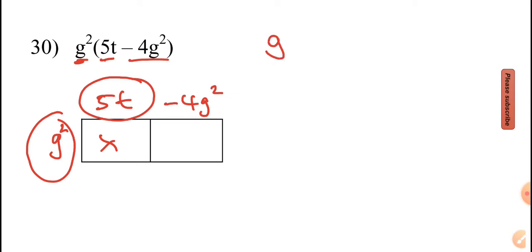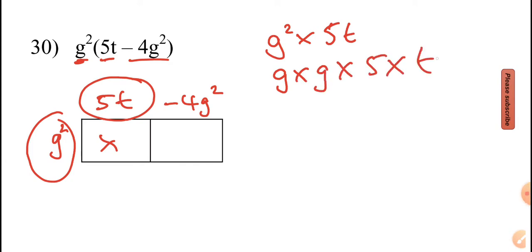So what is g square times 5t? What will it equal to? Well, there isn't much simplifying we can do. So g times 5 times t, which we just write as 5 times t times g square, so 5t g square.